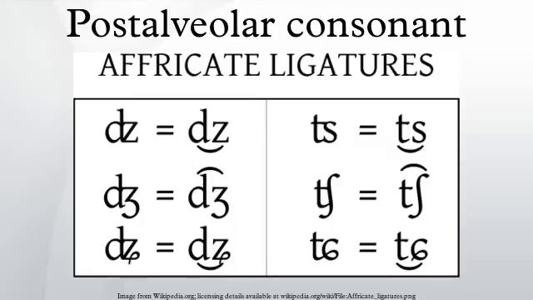Postalveolar consonants are consonants articulated with the tongue near or touching the back of the alveolar ridge, further back in the mouth than the alveolar consonants, which are at the ridge itself, but not as far back as the hard palate. Examples of postalveolar consonants are the English palato-alveolar consonants ʃ, tʃ, ʒ, dʒ, as in the words shill, chill, vision, and jill, respectively.